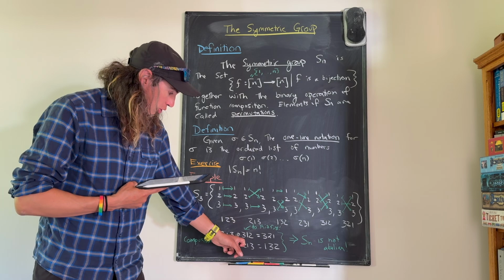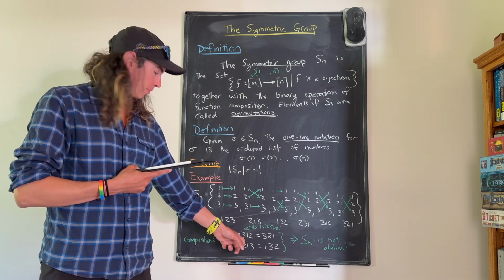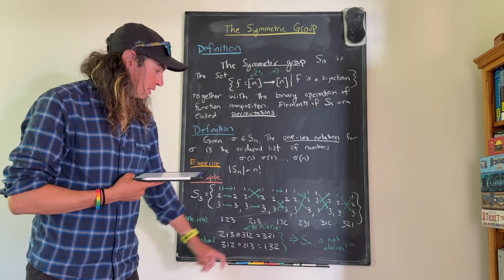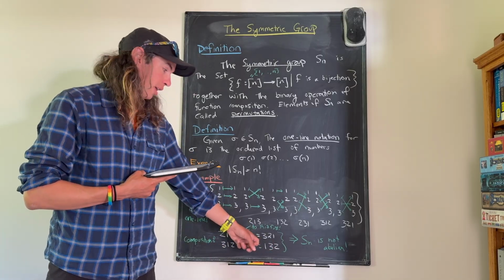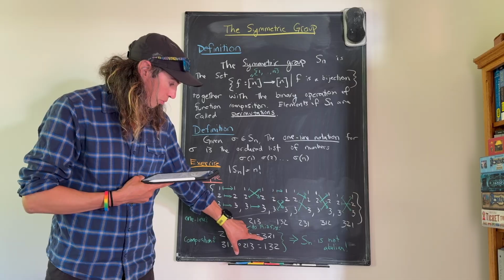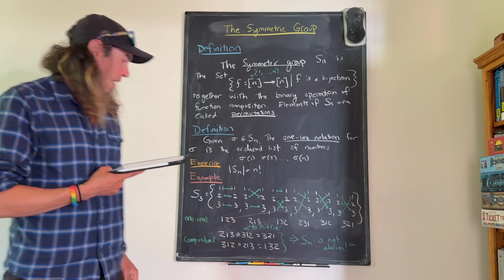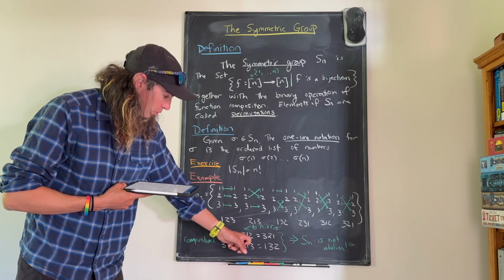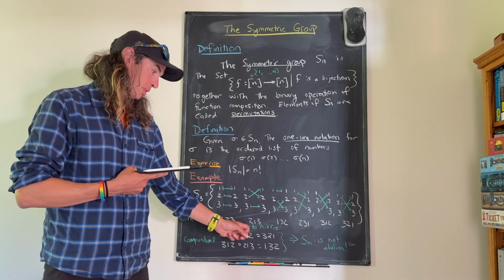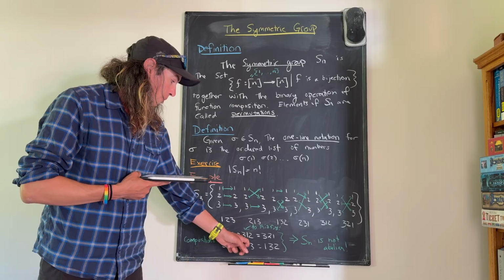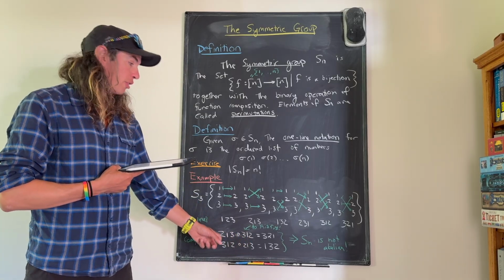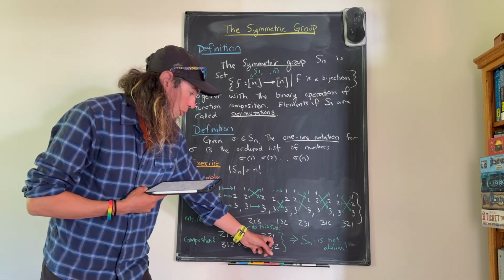The first one sends 1 to 3, and then the second one sends 3 to 3. So in total the composition will send 1 to 3, so I put a 3 in the first spot. What about 2? The first permutation sends 2 to 1, but then the second one sends 1 to 2. So altogether 2 will go to 2, and I put 2 in the second slot.